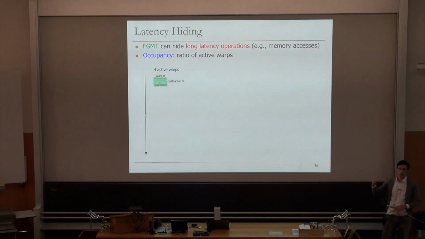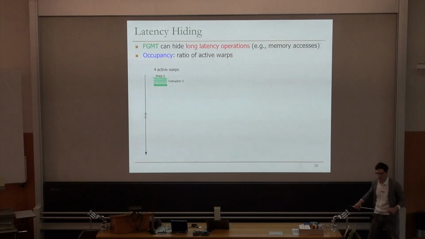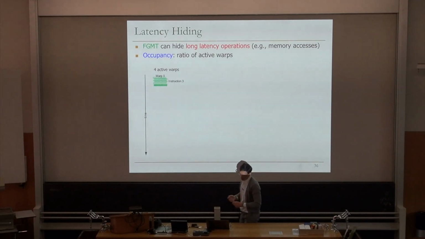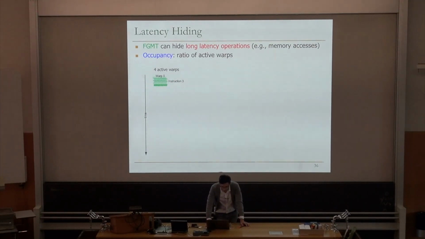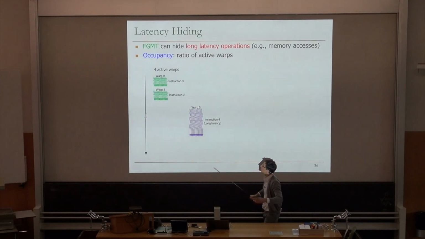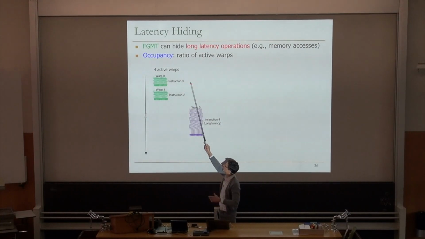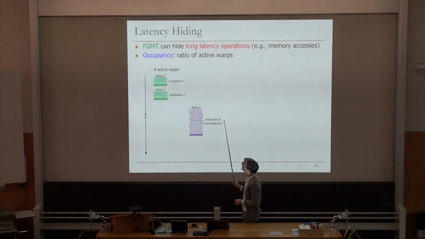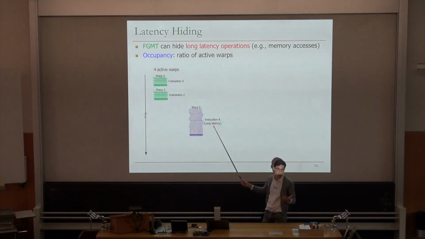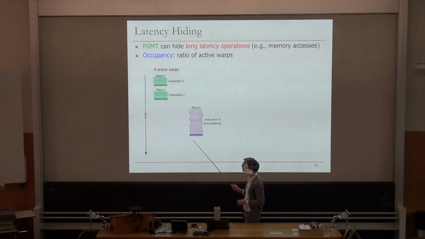And the ratio of active warps that we are actually going to have is what we call the occupancy. Observe how this is a very naive toy example of what can happen if we have 4 active warps, or we have 2 active warps. In case that we have 4 active warps, observe that over time we are executing instructions. This is instruction 3 for warp 0, then instruction 2 for warp 1, and then instruction 4 is a long latency operation, maybe a memory access, for warp 0. So it's going to take longer.